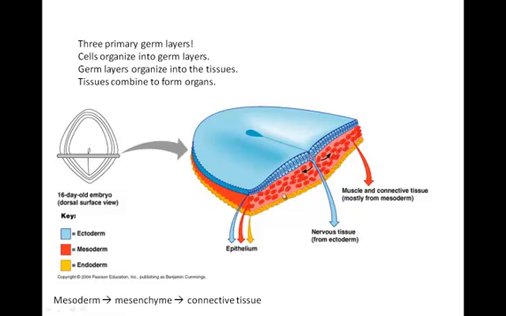Most of our tissues come from the mesoderm. Muscle, connective, and epithelial come from the mesoderm. But in an earlier lecture, we learned about connective tissue coming from another type of embryonic tissue called mesenchyme. Well, mesenchyme comes from mesoderm, so don't get confused there. Mesoderm differentiates into mesenchyme, and mesenchyme differentiates into our connective tissue. If you wanted to think of those two things as being the same, that's fine with me.